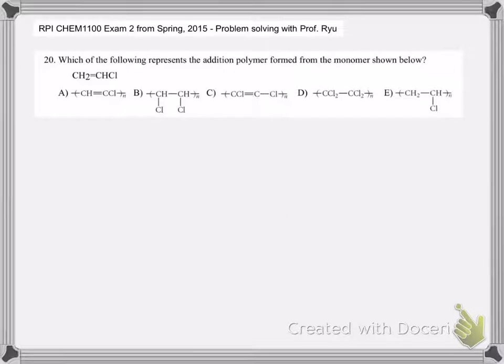Okay, so this is what we call addition polymers, which are formed from the monomer shown here. This is what we call vinyl chloride. You don't have to know the name. Vinyl chloride is eventually made into what we call PVC, the PVC pipes that we use in households. This is how these polymers are made.